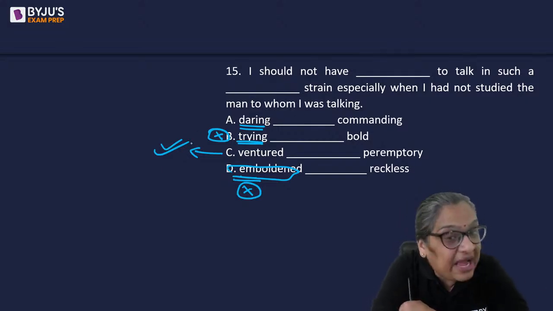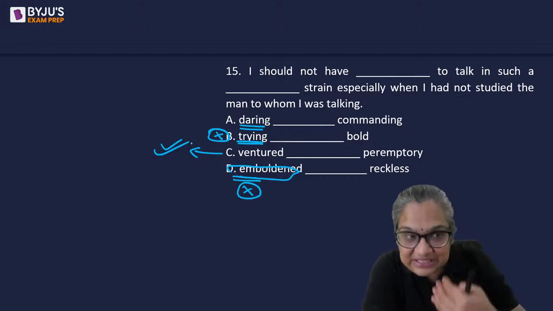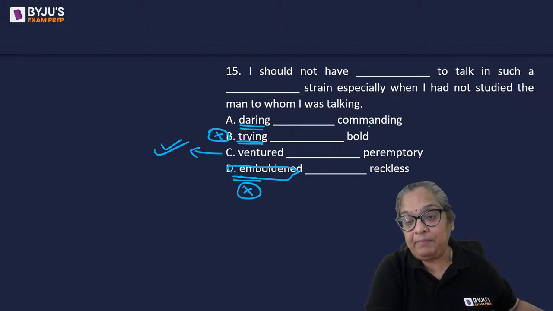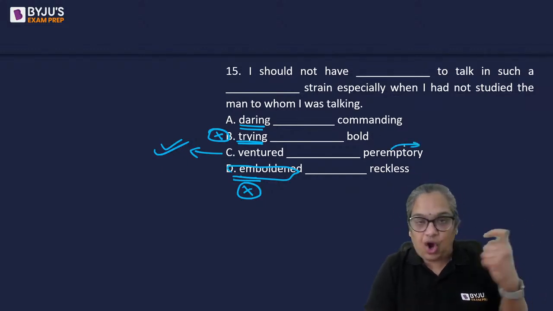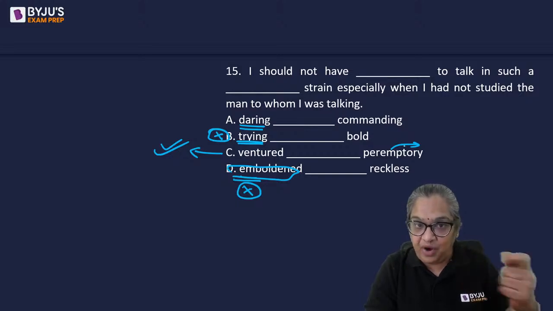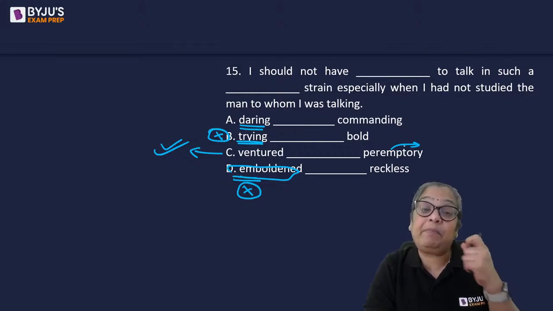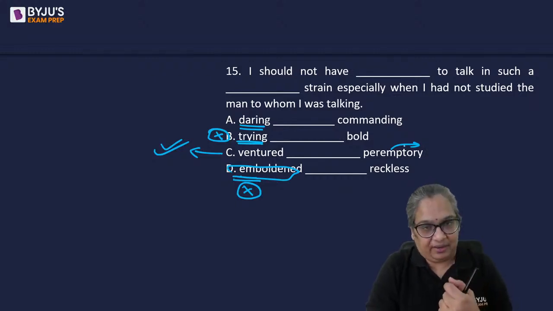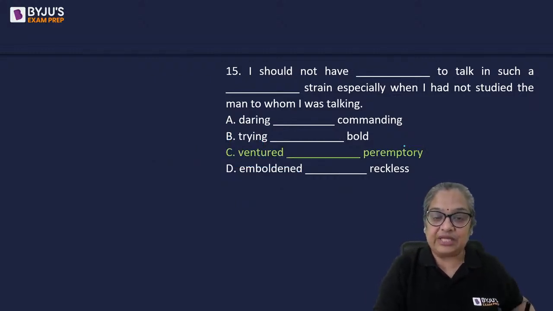I should not have ventured. Ventured means tried to talk in such a peremptory manner. Peremptory means rude or dictatorial, authoritative. When you knock firmly, they said that there was a peremptory knock. There was a peremptory tone in her voice, ordering, kind of. Okay, so the answer is C.